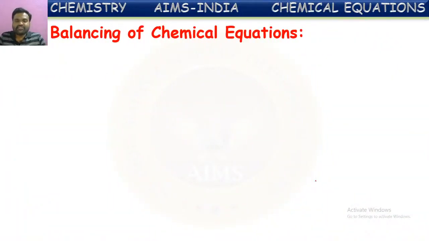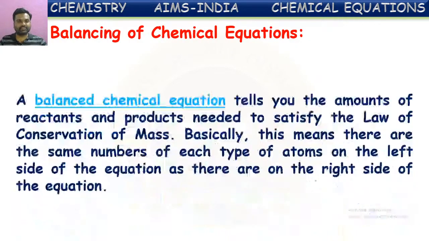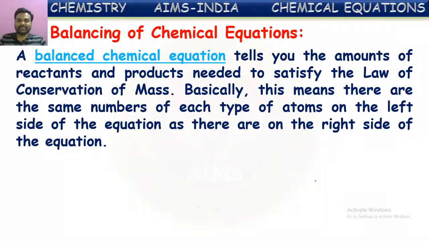Next, how to balance these unbalanced equations? So that is balancing of chemical equations. A balanced chemical equation tells you the amount of reactants and products needed to satisfy the law of conservation of mass. So what is this law of conservation of mass?